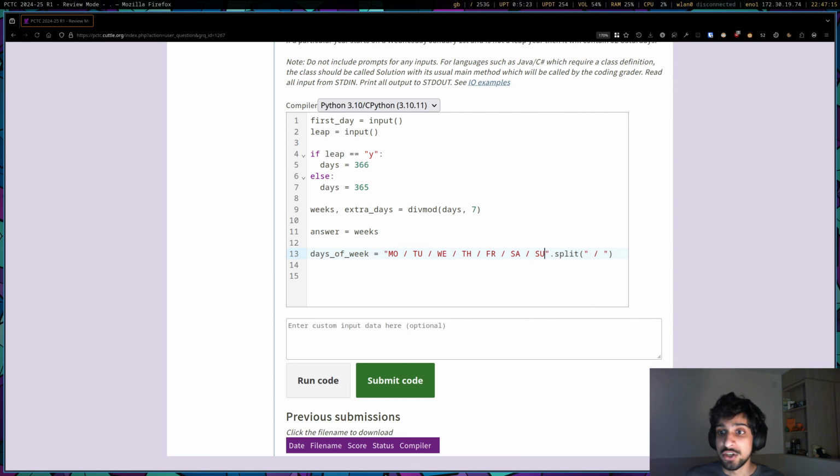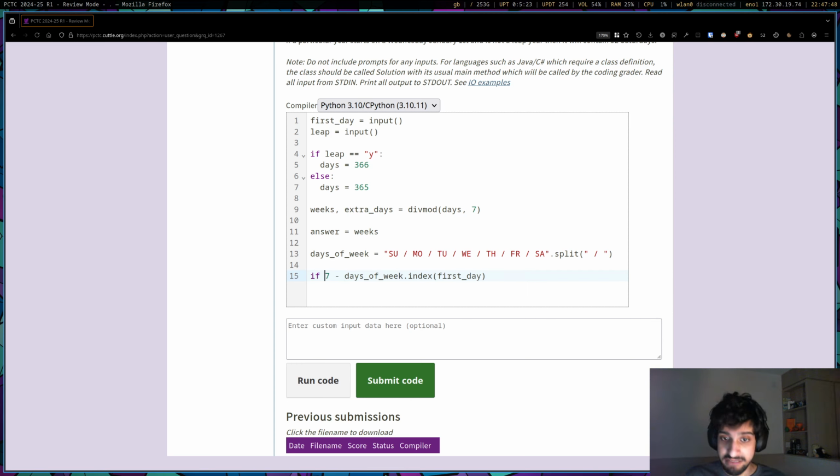And also, just to make it easier, let's shove Saturday to the end, and therefore Sunday should go to the beginning. And the reason we're doing this is because we know that we can then look at the index of whatever our input day was, and then figure out how many extra days there are until the next Saturday. So we can do days of week dot index the first day input, and then essentially 7 minus that is going to be equal to how many extra days we need in the year to hit the next Saturday.